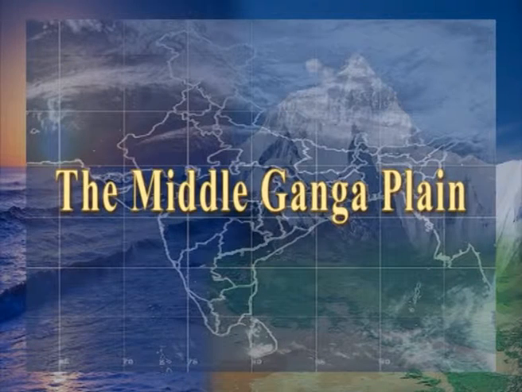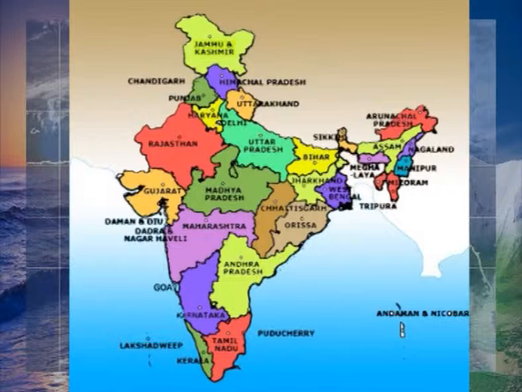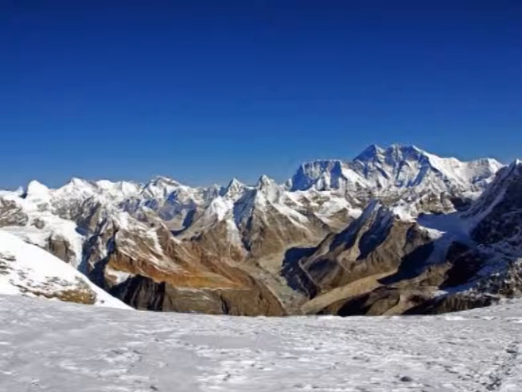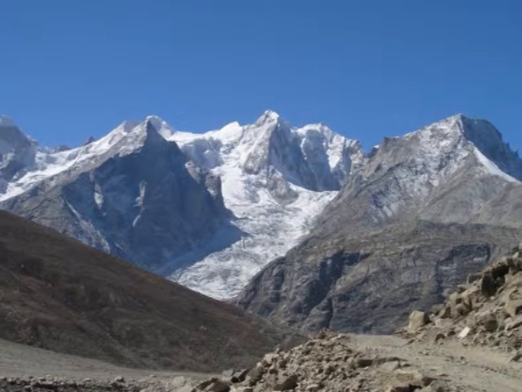The middle Ganga plain. To the east of the upper Ganga plain is the middle Ganga plain occupying eastern part of Uttar Pradesh and Bihar. It measures about 600 km in east-west and nearly 330 km in north-south direction, accounting for a total area of about 1.44 lakh square kilometer. Its northern and southern boundaries are well defined by the Himalayan foothills and the peninsular edge respectively.